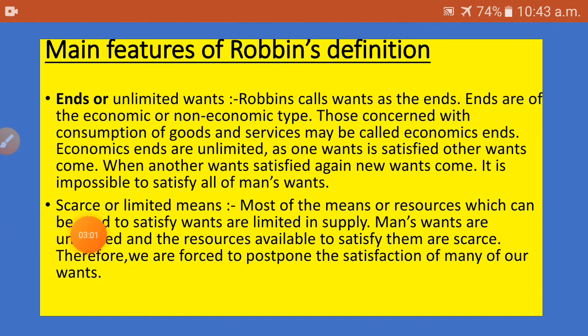Okay, then the next point: scarce, limited means. Most of the means or resources which can be used to satisfy wants are limited in supply. Men's wants are unlimited, and the resources available to satisfy them are scarce. Therefore, we are forced to postpone the satisfaction of many of our wants.